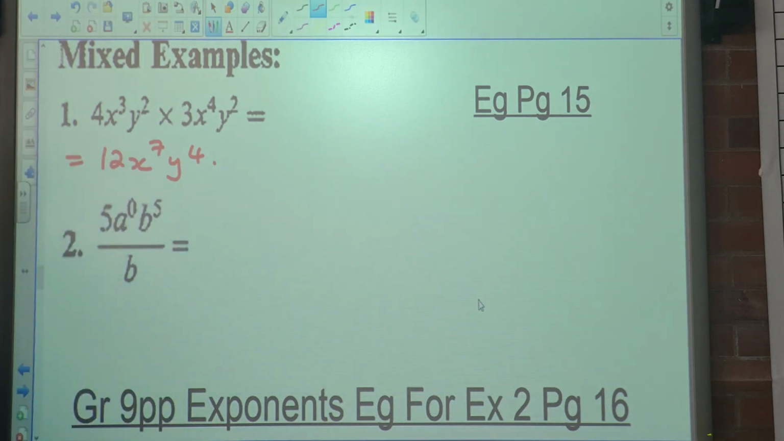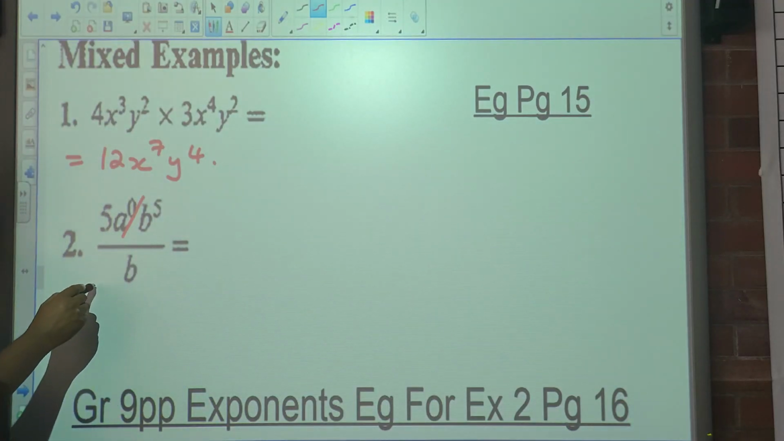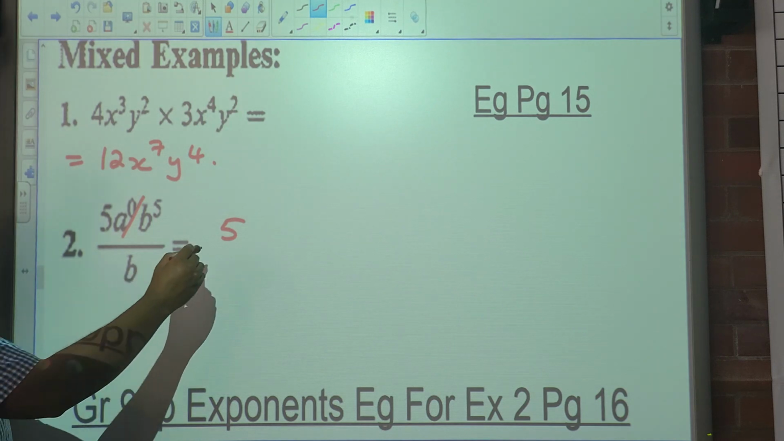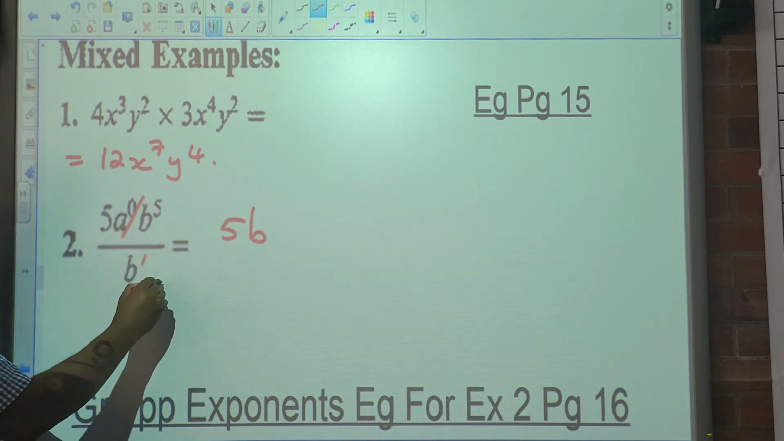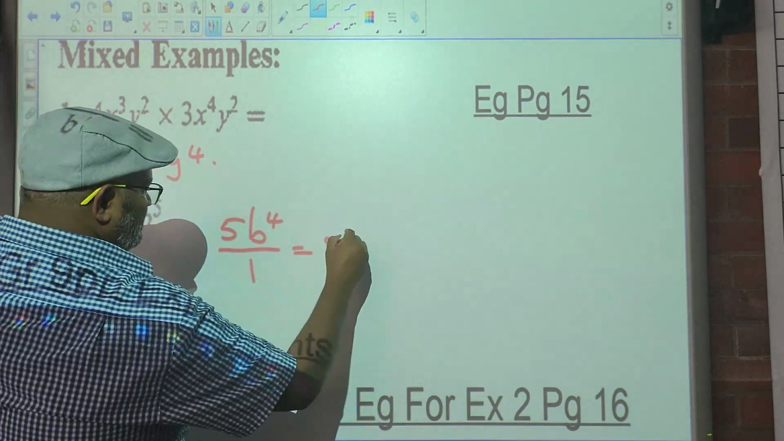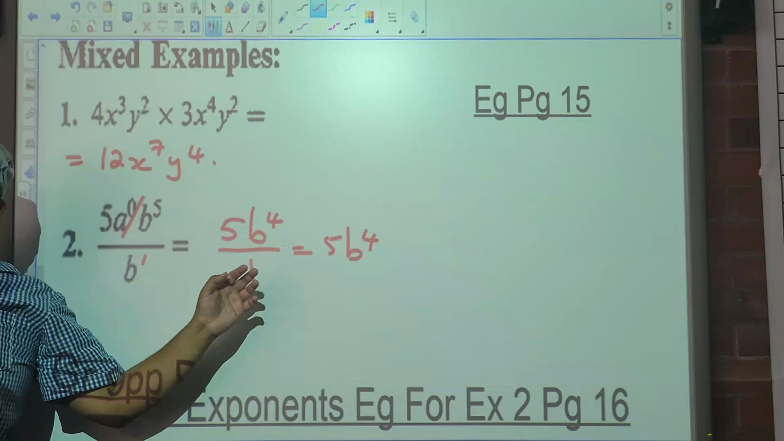We've got 2a to the exponent 0, b to the exponent 5 over b. Anything to the power 0 is 1, so that becomes 1. There's no other coefficient other than this 5. It remains on top, 5. Where are there more b's, on top or at the bottom? Top. So it will be b. 5 minus 1 is 4, and this is over 1, which is equal to 5b to the exponent 4. I could have just written that answer one time. I didn't have to write this.